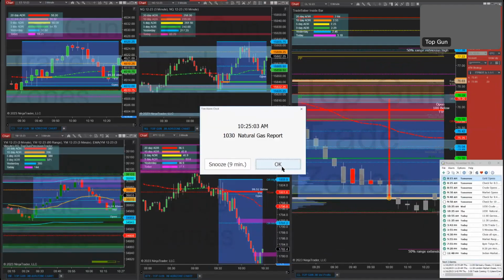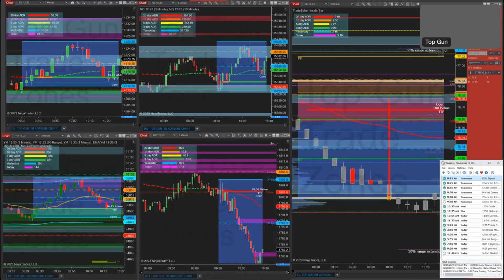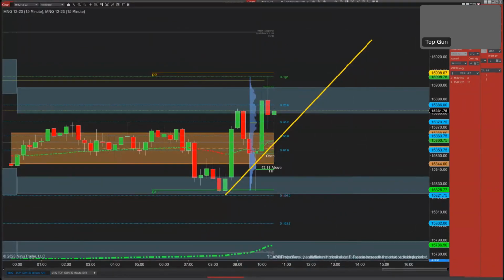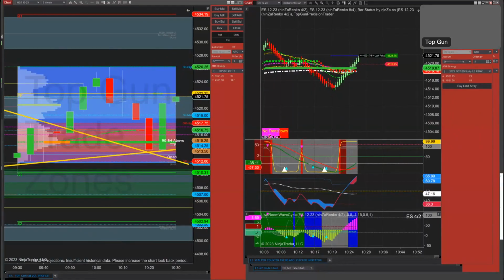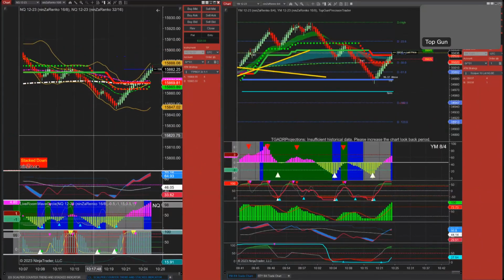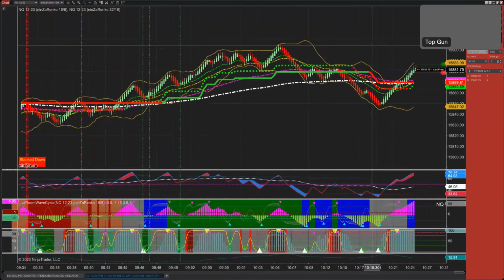He's got natural gas coming out. I have all these different types of automated things for reports so I don't miss anything. When people say, "Oh, I didn't know the news was coming out," it's like, well, that's your own fault. If you're a professional and you want to take this stuff seriously, there's plenty of tools to understand.